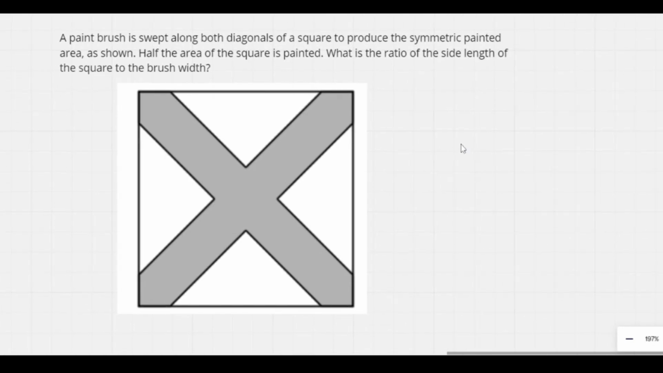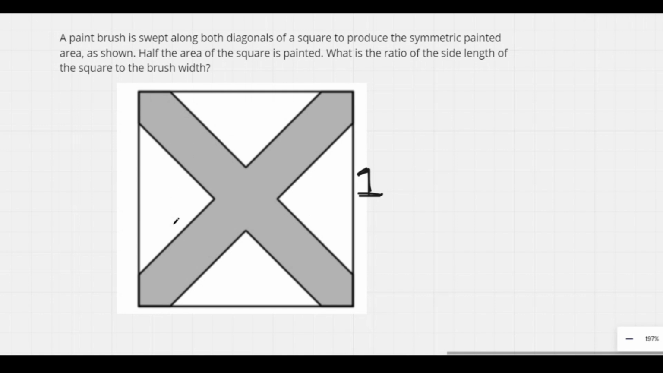So this is week 54, quiz number 4. So a paintbrush is swept around both diagonals of a square to produce this shape. And this is half of the square's area. What's the ratio of the side length of the square to the brush width? So let's just make the side length of the square equal to 1. So that means the area of the square will also be 1.